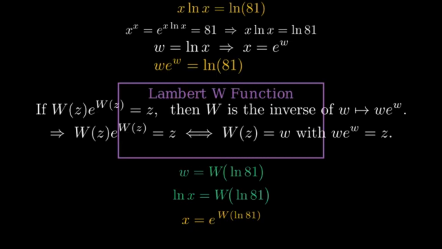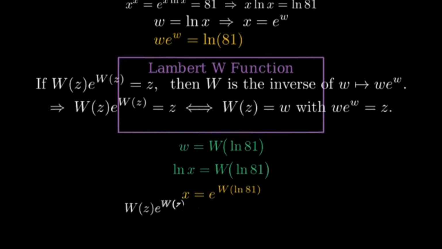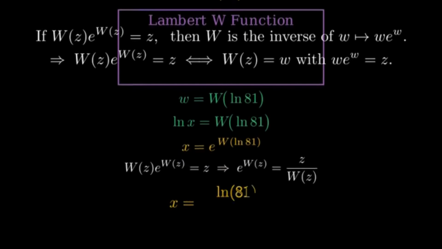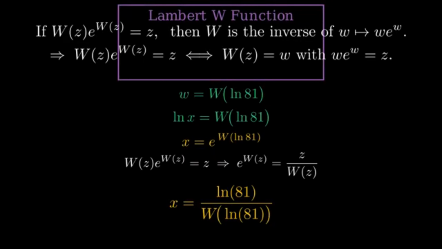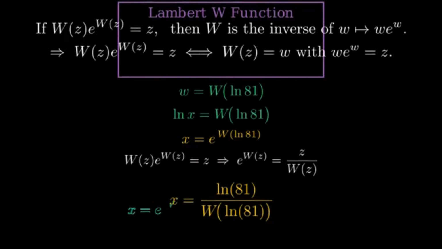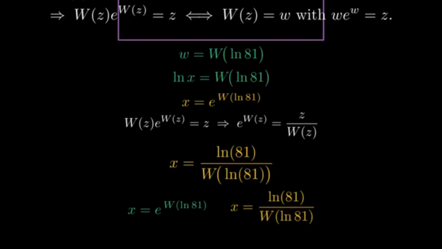There is a handy identity. e to the W of z equals z divided by W of z, because W of z times e to the W of z equals z. So we can also write x equals natural log of 81 divided by W of the natural log of 81. Both forms are exact and equivalent.